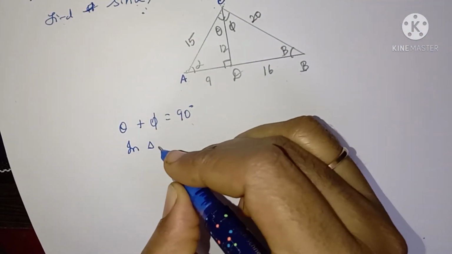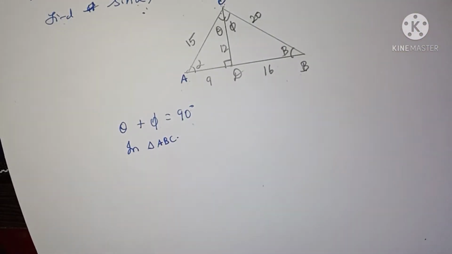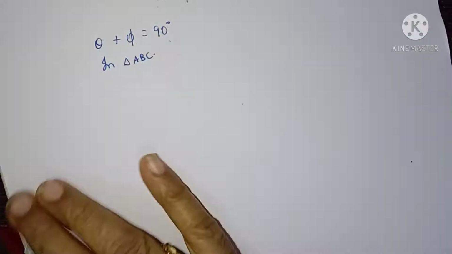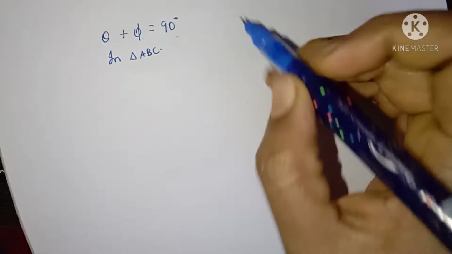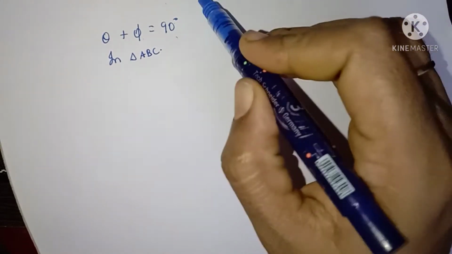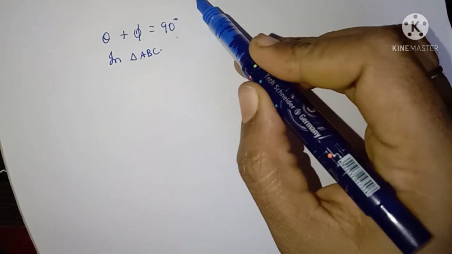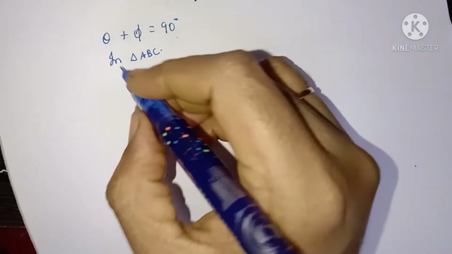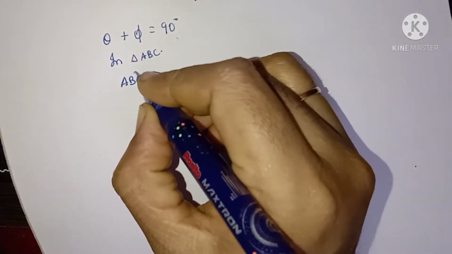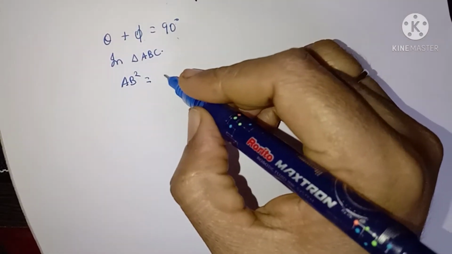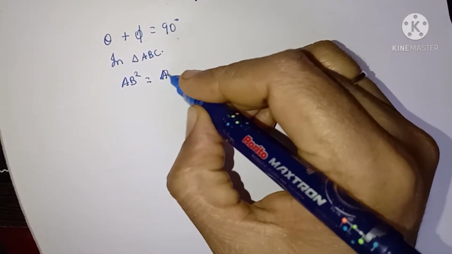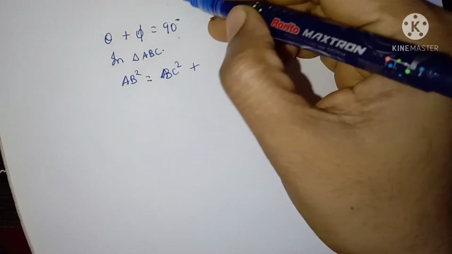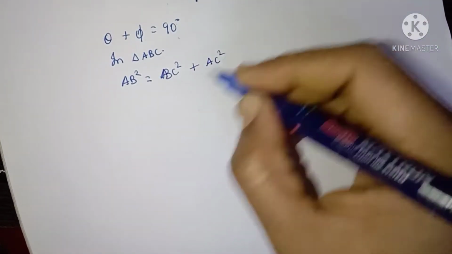In triangle ABC, square of the hypotenuse. Hypotenuse means the greater side of the triangle. 16 plus 9 is 25, so this is the greater side. AB square is equal to BC square plus AC square.